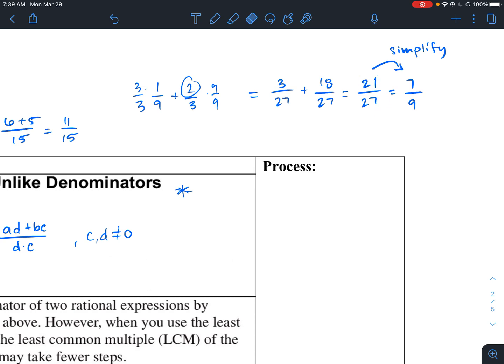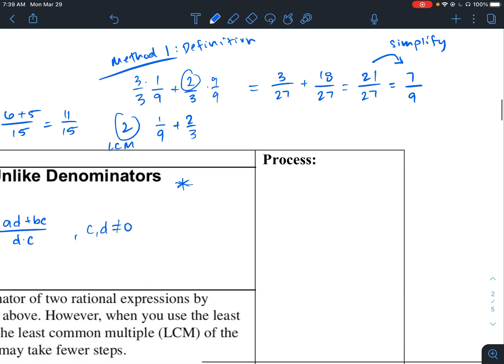Now look at what I do here. If I go back to what I had, so if I have 1 divided by 9, this is method 1, I guess you could say, and this is using the definition. Now this is going to be method 2. This is using the least common multiple. Okay, so I'll show you what that means. So 1 over 9 plus 2 over 3.